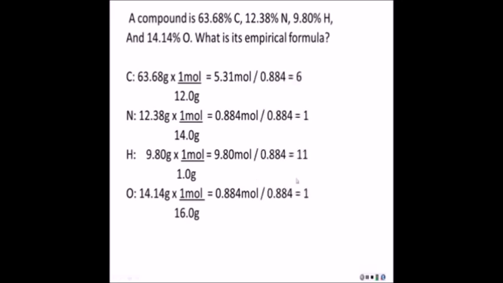And when I do that, look what my ratio becomes. So therefore, I'm going to get the formula C6NH17O. Now you might not be sure of how to write this, what order, but it's almost always the carbon first and the oxygen last. Everything else kind of goes in the middle. So that's an empirical formula.